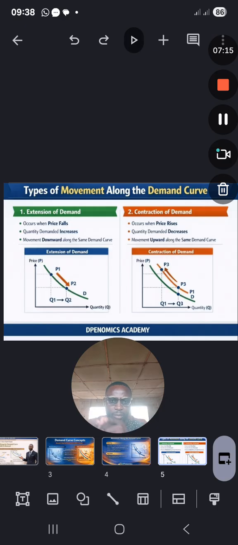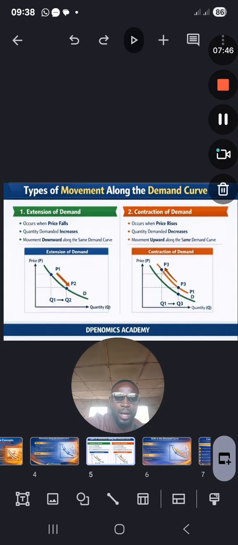Okay, from point B to point A, we can see that there is a movement from P3 to P3, right? And the quantity changes from Q1 to Q3. So anytime there is a price increase, there is always a quantity demanded decrease. And when this happens, it is called contraction of demand. Okay? Now, having said this, we'll talk about the shift in demand curve.